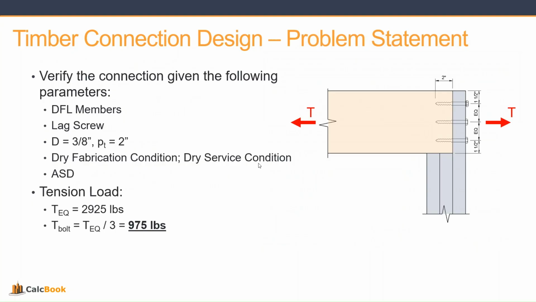We have a dry fabrication condition and a dry service condition. We're going to be using ASD loading. And the total axial load due to earthquake is 2,925 pounds. That means per bolt, we just divide that by 3 because we have 3 bolts, and that gives us a tension per bolt of 975 pounds. So let's go ahead and open up CalcBook and we'll get started on the design.